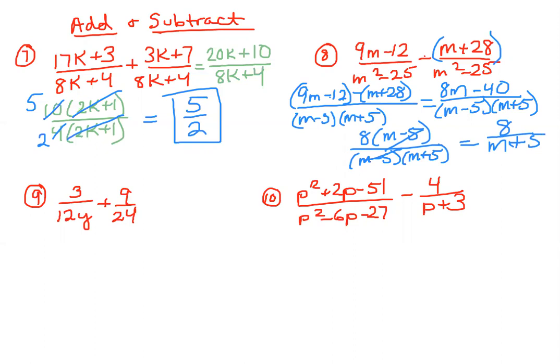Let's look at number 9. Number 9 doesn't have a common denominator. We'd have to get one. What's going to be our common denominator? It's going to be 24y. So we can multiply this by 2 over 2, and this by y over y. And we're left with 6 plus 9y over 24y.